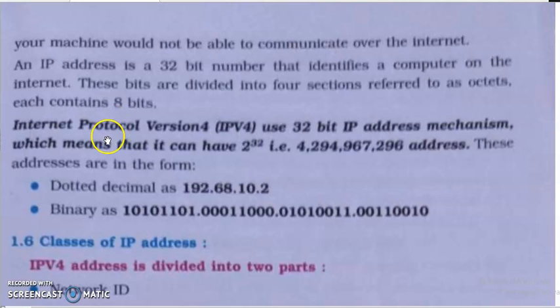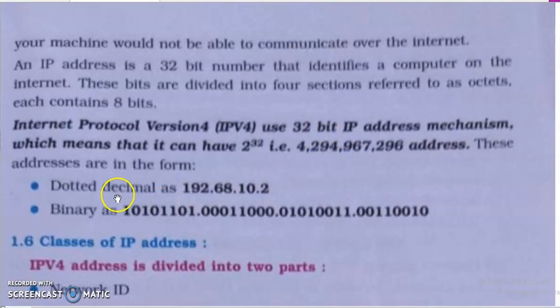And we have two types of internet protocol versions: internet protocol version 4 and internet protocol version 6. Right now we are studying IPv4. Internet protocol version 4 uses a 32-bit IP address mechanism, which means it can have 2 to the power 32, which makes 4,294,967,296 addresses. So this many addresses we can have in IP version 4.